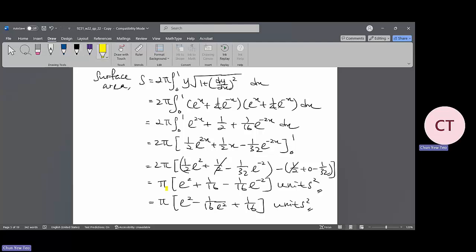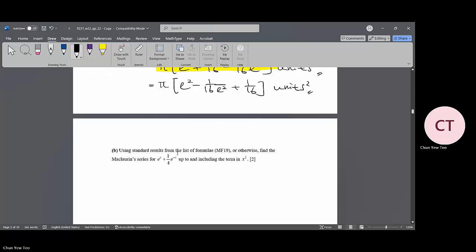Okay, so to me, until here is good enough. So that will be the answer for question number 3A. Move on. We have 3B.